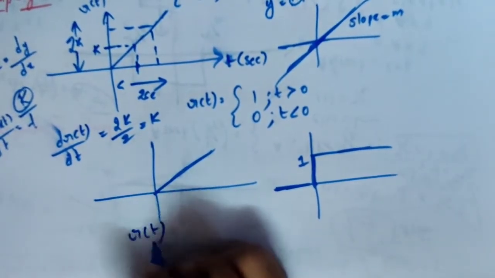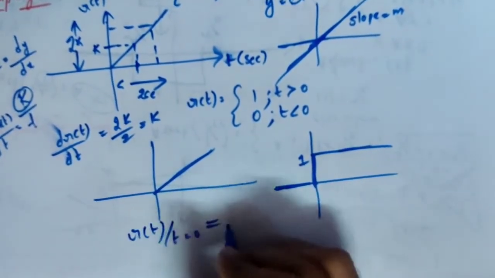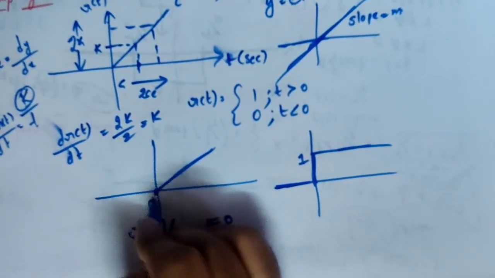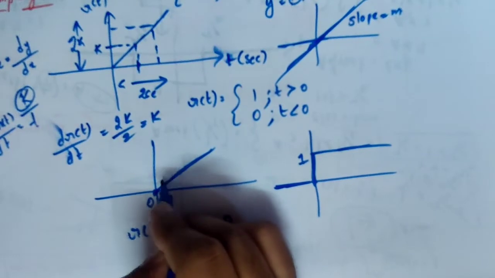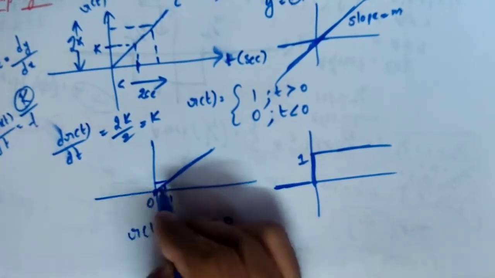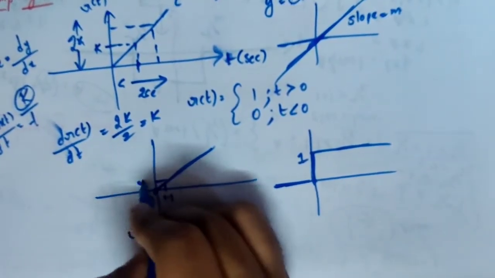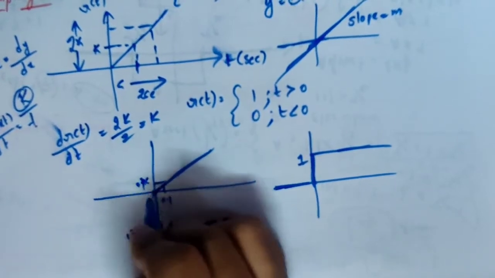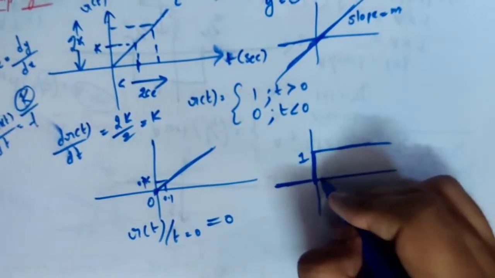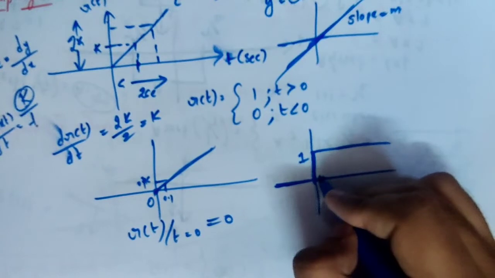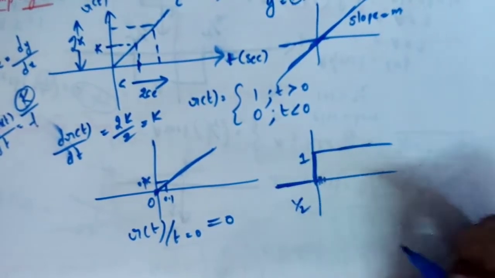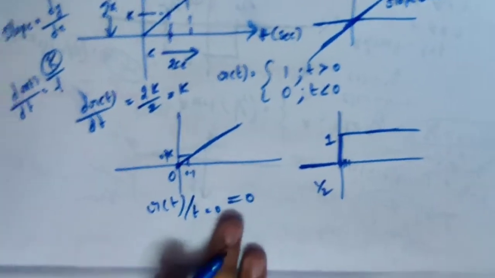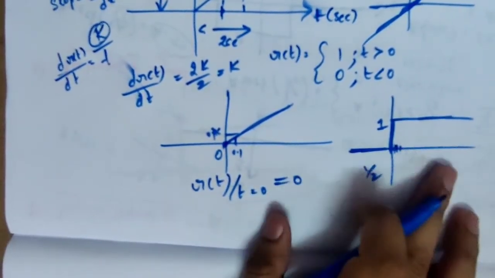There will not be any point of discontinuity. r of t at t is equals to 0 is equals to 0. Why? Here it is 0 clearly. It is not discontinuous. At 0.1, its value is some 0.1k. It means the amplitude is defined at 0.1. Whereas here at 0.1, 0.2, 0.001, everywhere the amplitude is 1. Only at 0 it is 1 by 2. Okay, this is the difference between ramp signal and unit step signal.